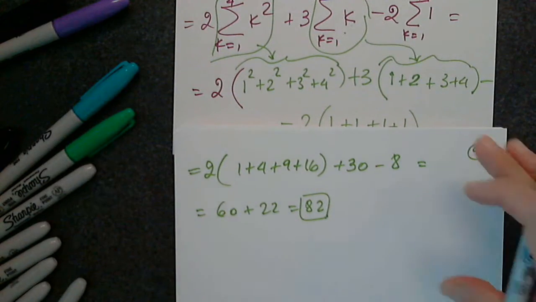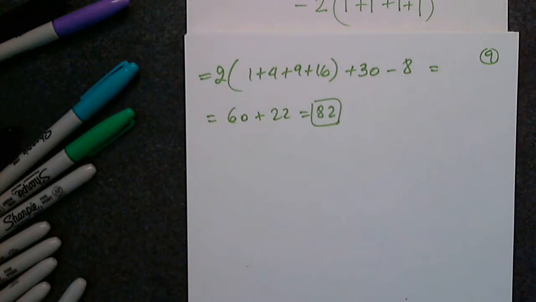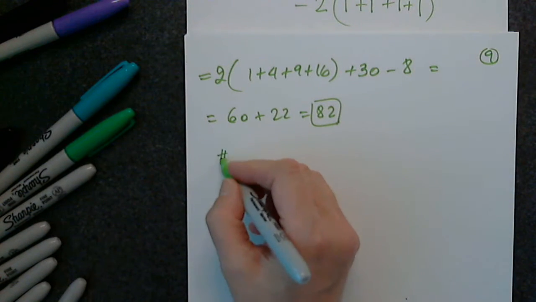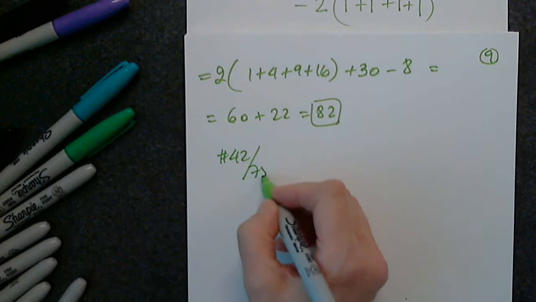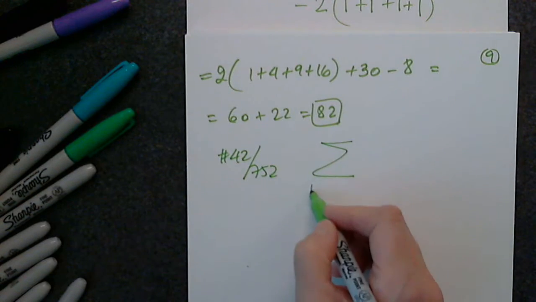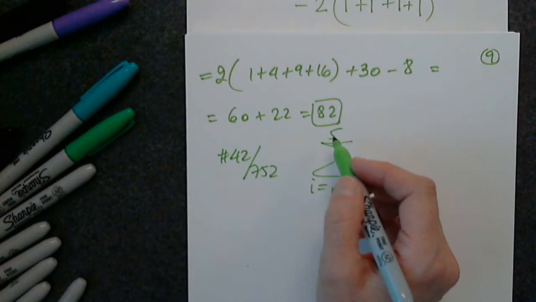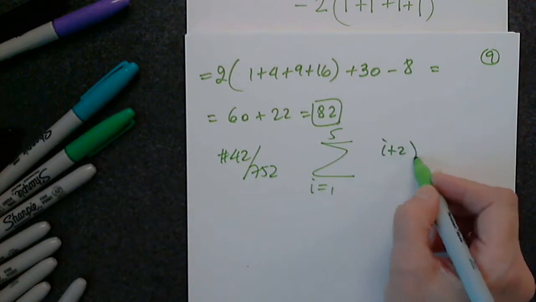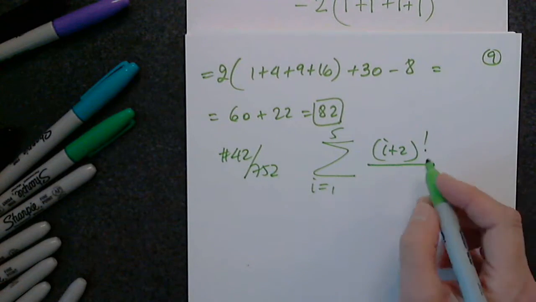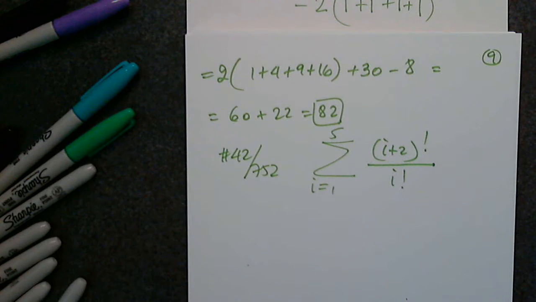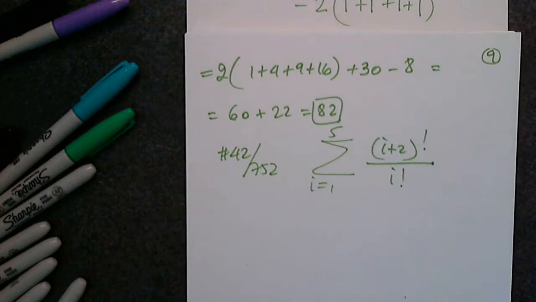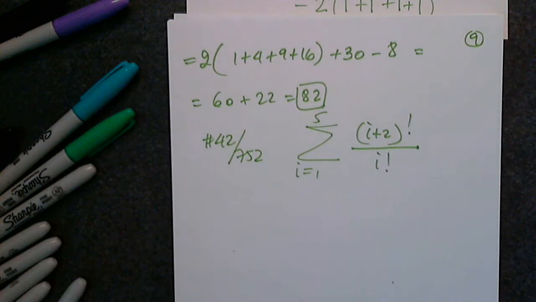And I would like to choose a combination with the summation notation and factorials as well. Let's take a look at 42 on page 752. The sum from i equals 1 through 5, of (i plus 2) factorial over i factorial. Yes, if you have this summation notation in the graphing calculator, then you can just plug it in. But I don't recommend it. I would like us to simplify a little bit.